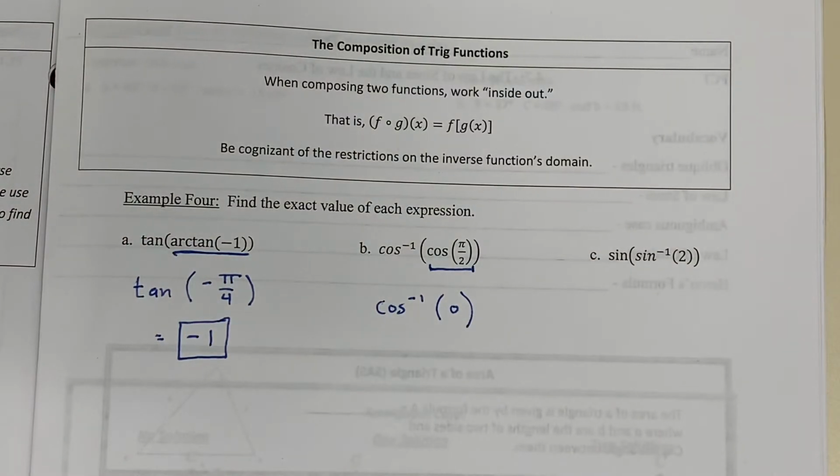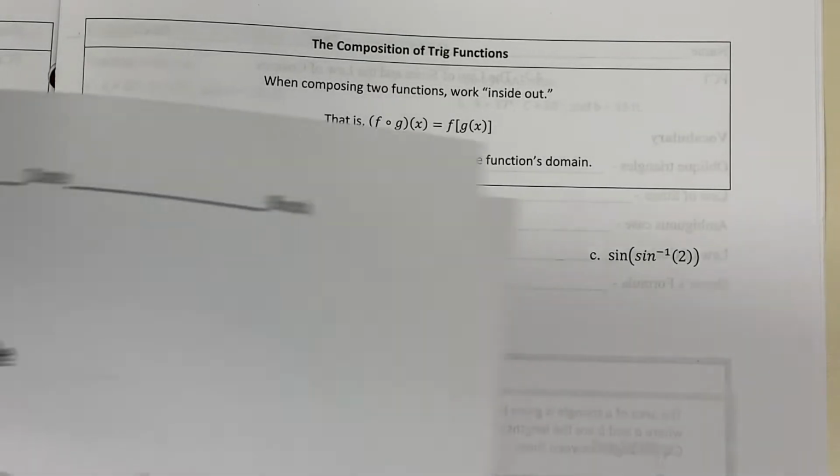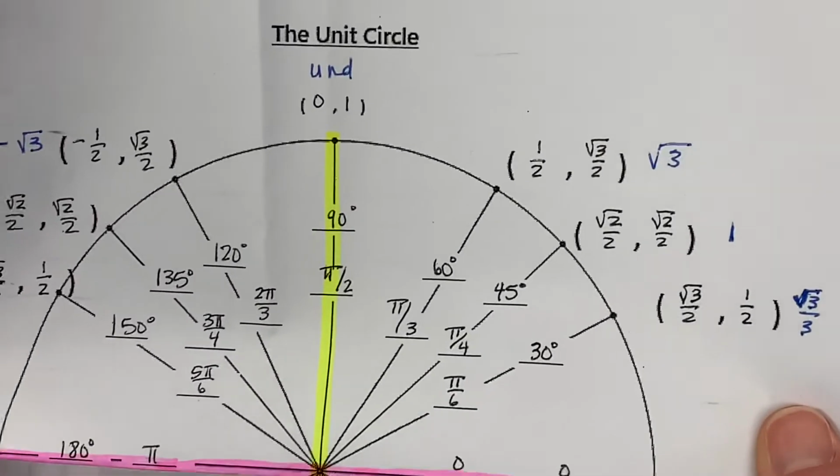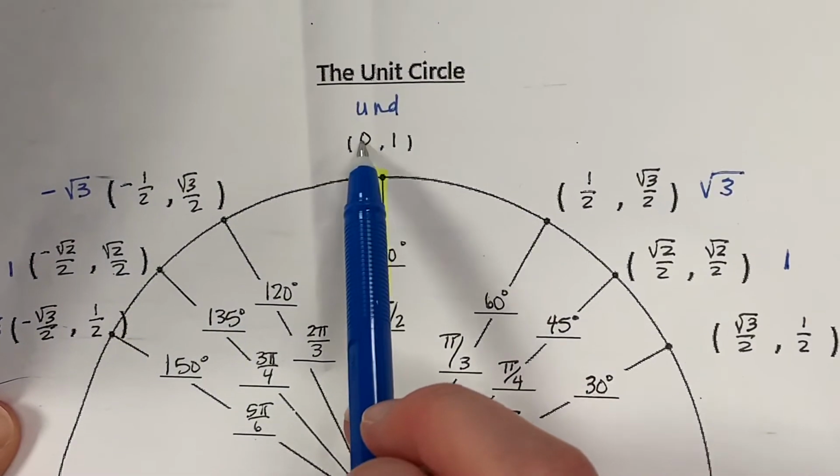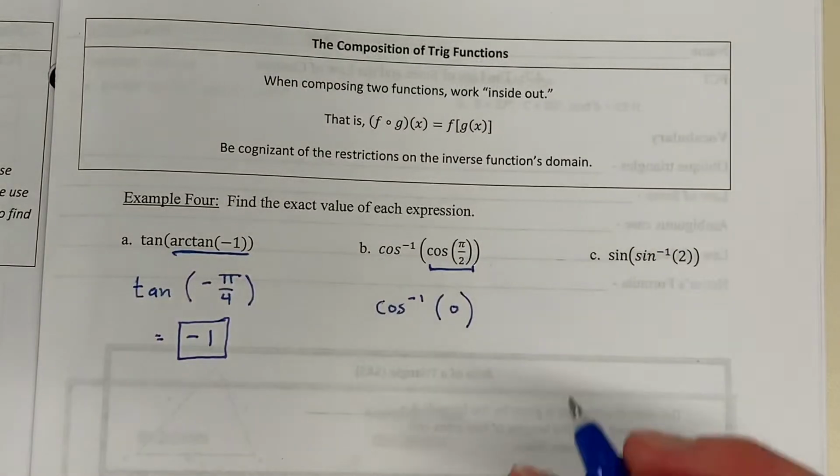So now I'm asking myself the question, for which angle is cosine 0? Now, cosine is restricted to quadrants 1 and 2. So for which angle is cosine 0? I look at the x values. Cosine is 0 right here. So the answer is π/2.